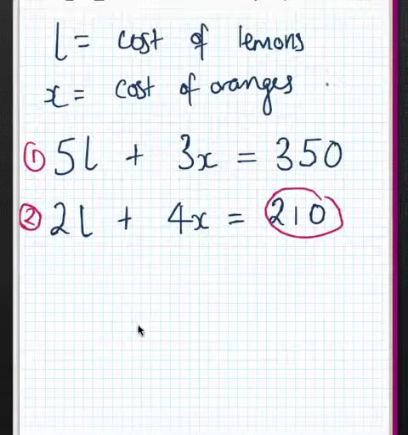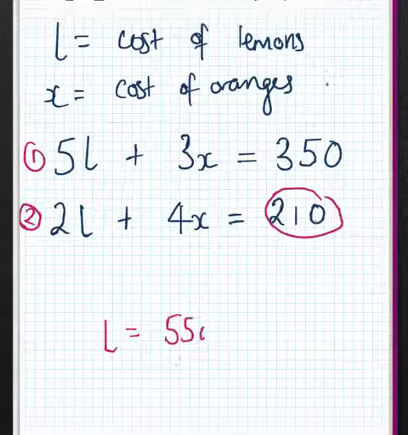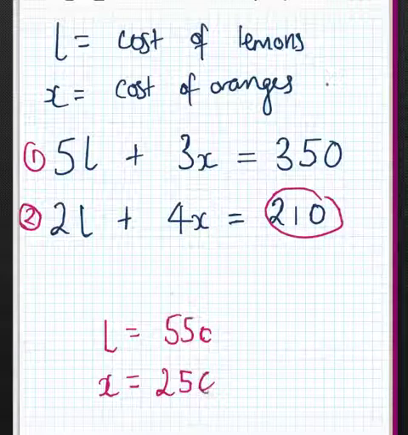For this, I'll give you the solution so you can check if you got the right thing. Your final answer should have been, lemons should have come to 55 cents. Remember, don't forget to divide by 100 to go back to dollars and cents. And oranges, so I had X, should have come to, let me double check, 25 cents. So that's your solution: 25 cents and 55 cents. If you didn't get that, you may have made a mistake and need to go back.